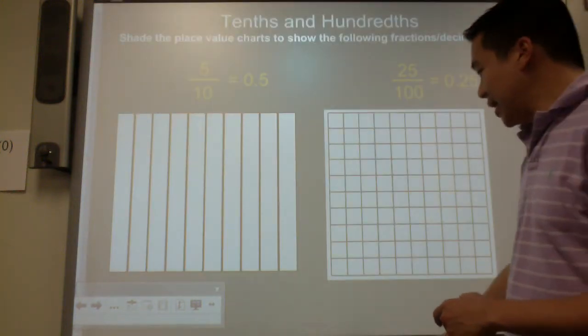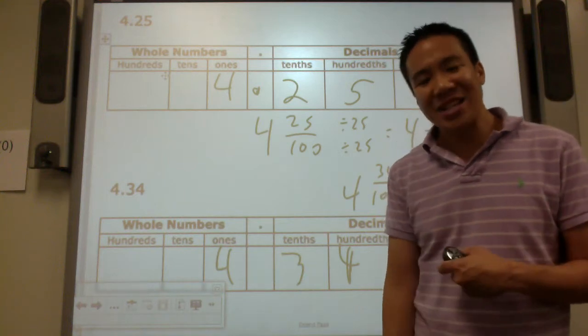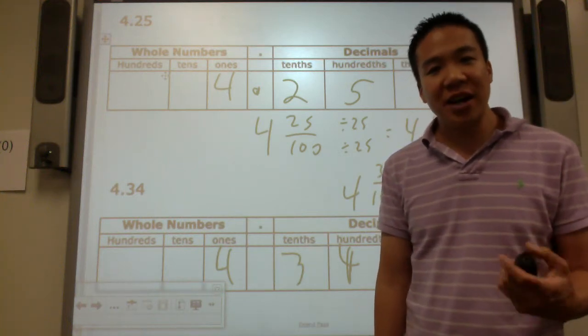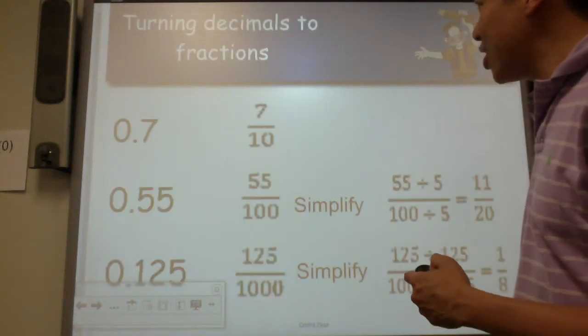All right, so that's how you turn a decimal into a fraction. Use your place value. Sometimes you have to simplify it, sometimes you don't. What happens if you have to turn a fraction into a decimal?